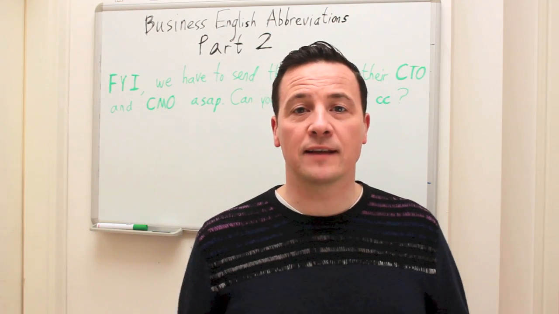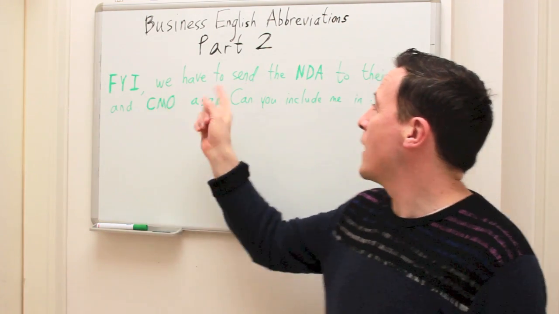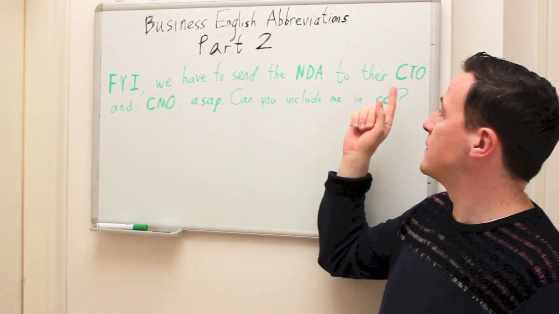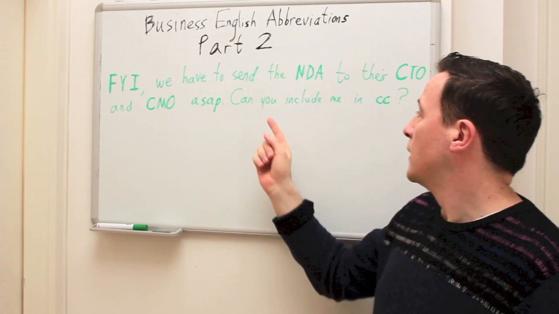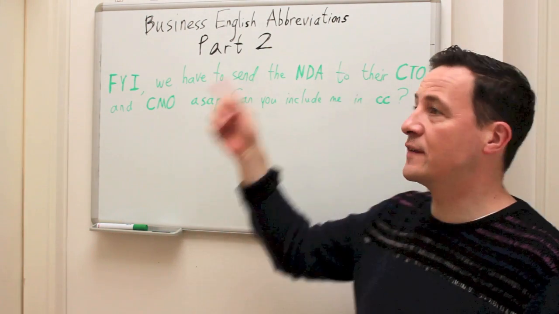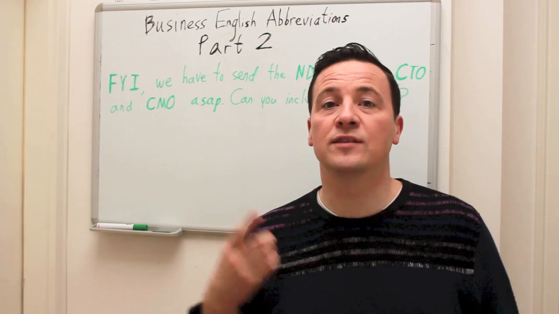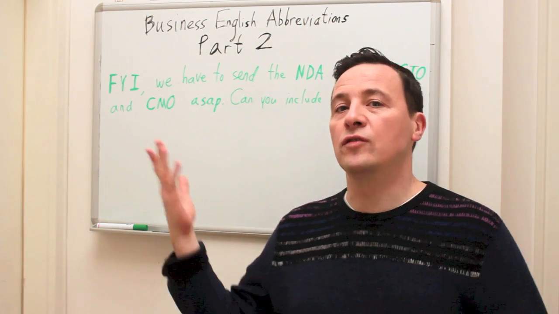So here is a sentence that I want you to look at. FYI, we have to send the NDA to their CTO and CMO ASAP. Can you include me in CC? So here we have 6 Business English abbreviations, quite typical ones. Which of those do you understand?